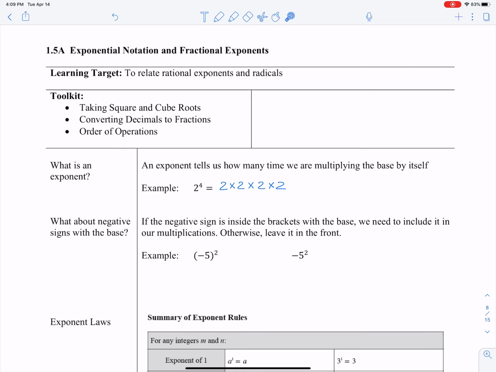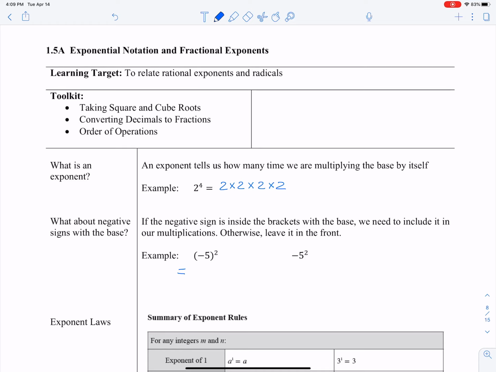Next, we're going to look at what about negative signs with the base. So here we have 2 examples. We have -5 with brackets, exponent 2, and we have -5 exponent 2. If the negative sign is inside the brackets with the base, we need to include it in our multiplications, like this one. Otherwise, we leave it out front, like this one.